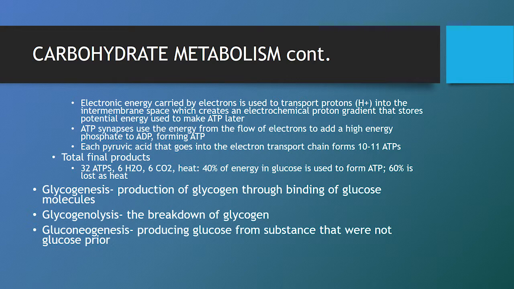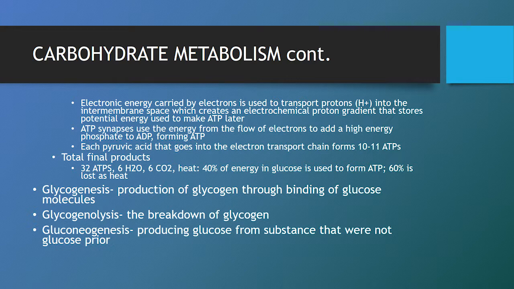So the final total products equal up to 32 ATPs, 6 hydrogens, 6 water molecules, and 6 carbon dioxide. And then the heat: 40% of the energy in the glucose is used to form ATP, and then the 60% is lost as heat.